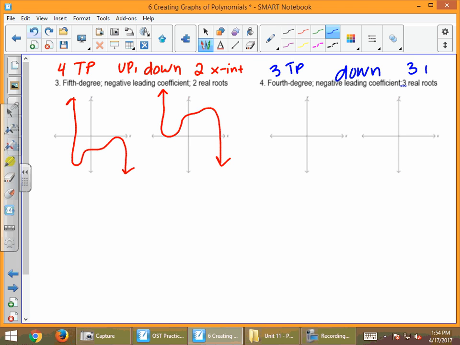Any idea on how to draw this one? How similar is it to the one we already drew that was fourth degree? Any idea? Megan? Start down and then pass the x-intercept. Turn around. Good. Touch, and then what are you going to do? Go back down. Perfect. Something along those lines.